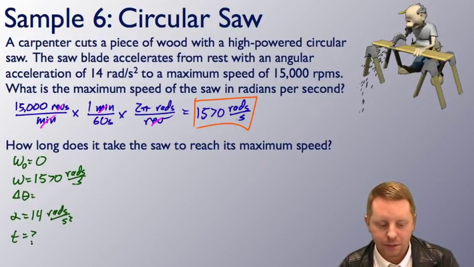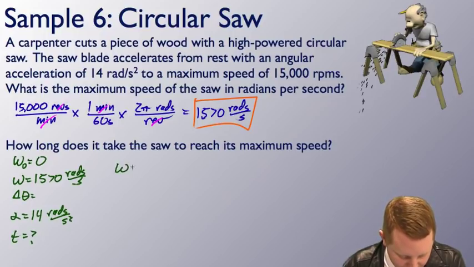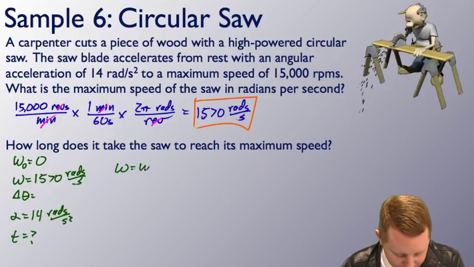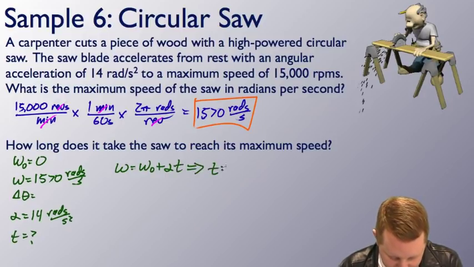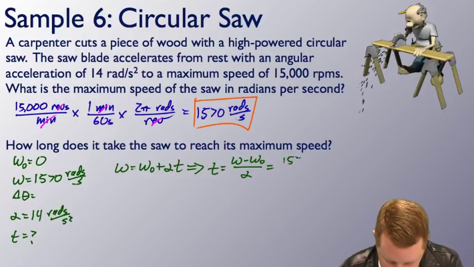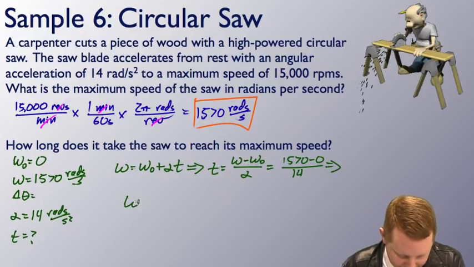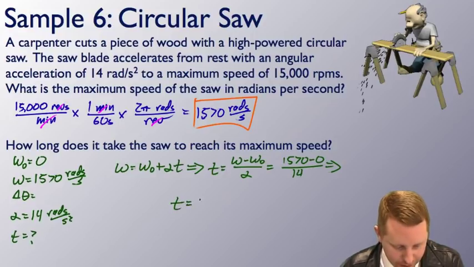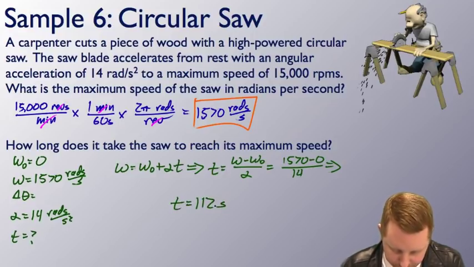How long? Well, I'll start off with the kinematic equation. Angular velocity equals initial angular velocity plus alpha times time. And rearranging this to find time, t then equals omega minus omega initial divided by alpha, which is 1570 minus 0 over 14 radians per second squared, which implies that, we're not looking for omega, we're looking for time. Time equals 112 seconds.